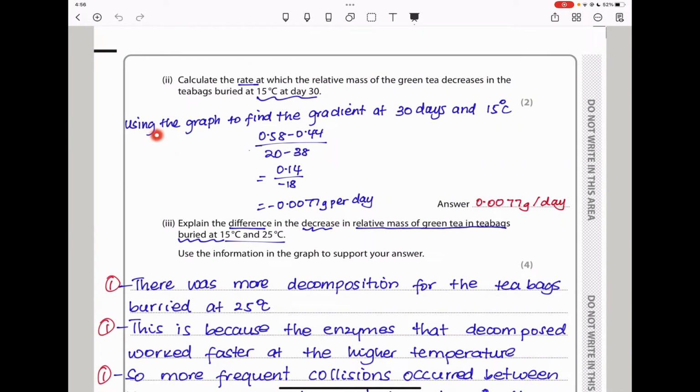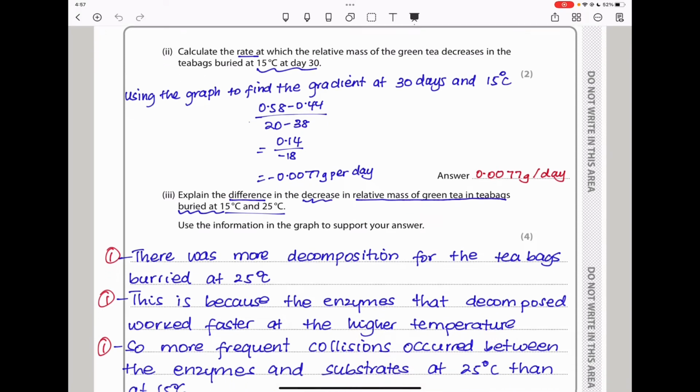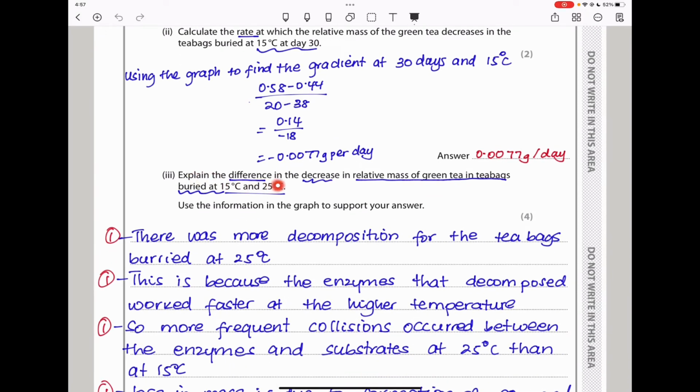As you can see here, using the graph to find the gradient at 30 days and 15 degrees, using these values, I found it to be negative 0.0077 gram per day. Now, I do not need to use the negative because the negative just shows there is a decrease. So the answer here is 0.0077 grams per day.